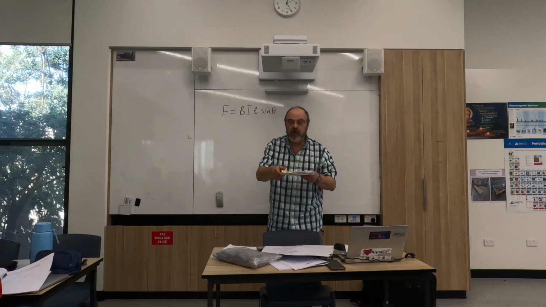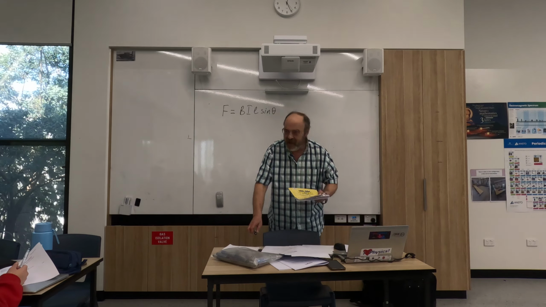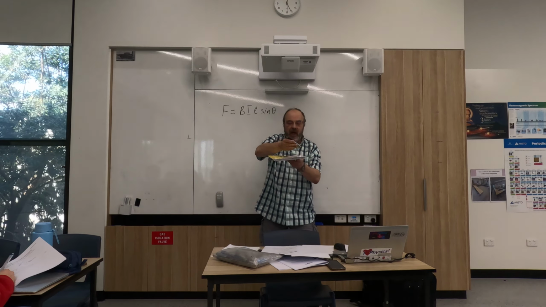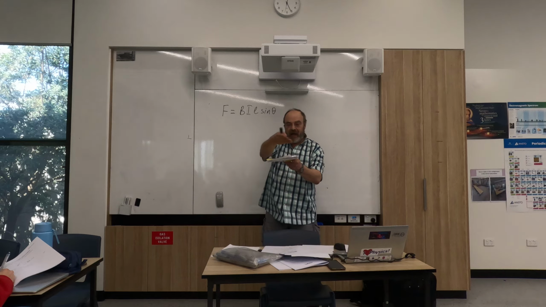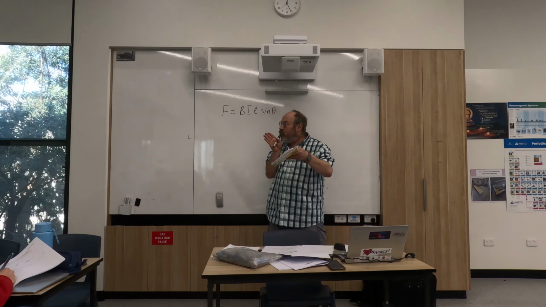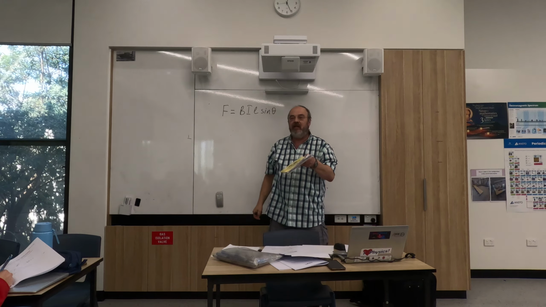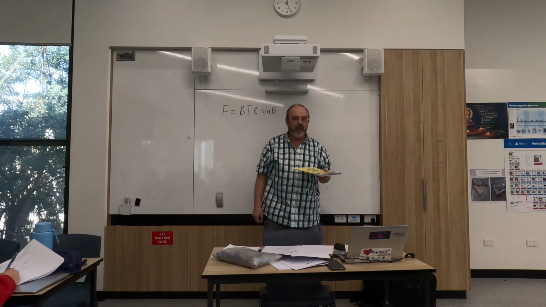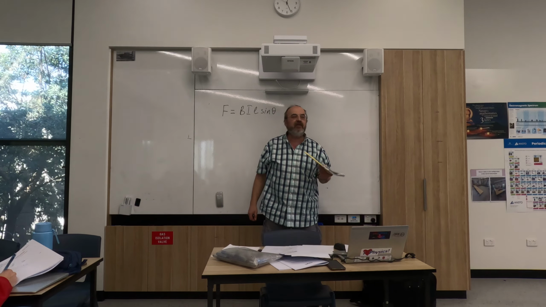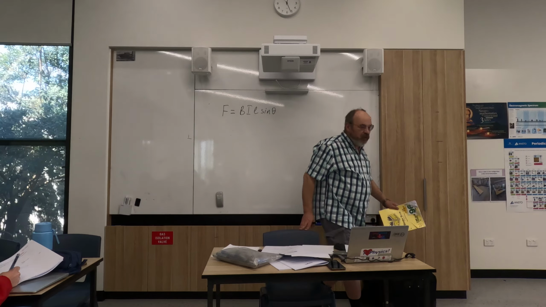When the coil rotates, does B change? Does the current change? Does the length of the side change? No. Does the angle change? No! The angle between the current and the magnetic field: current this way, magnetic field that way, 90 degrees. In this position, still magnetic field that way, current this way. Still 90 degrees. The angle does not change.